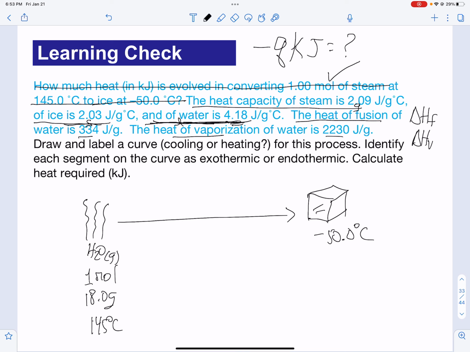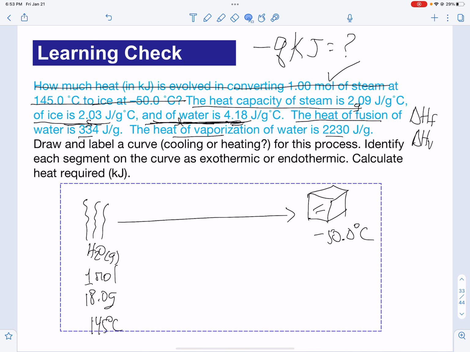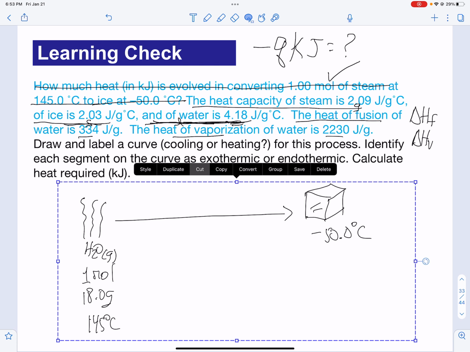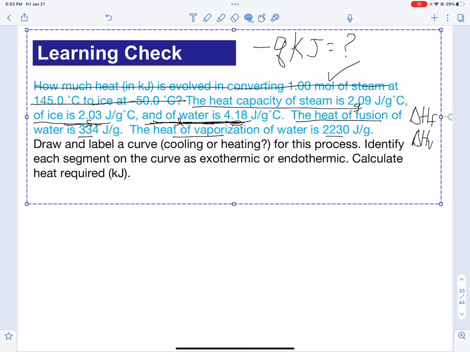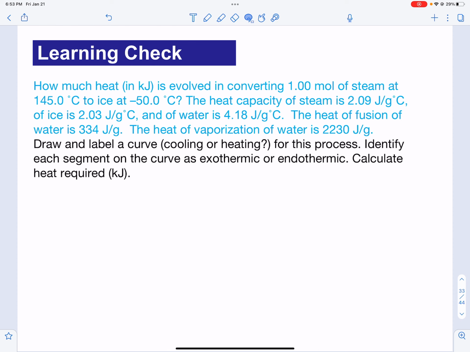And it's asking us to draw and label a curve. So that's new. Draw and label a curve. So let's get organized first. And you know, you're familiar with water. You have been on this planet for several years now. You know this planet is 70% water. Your body is about 70% water. So we know a lot about water.